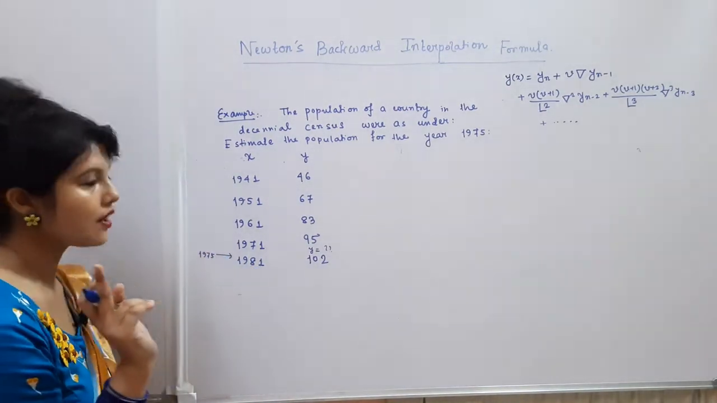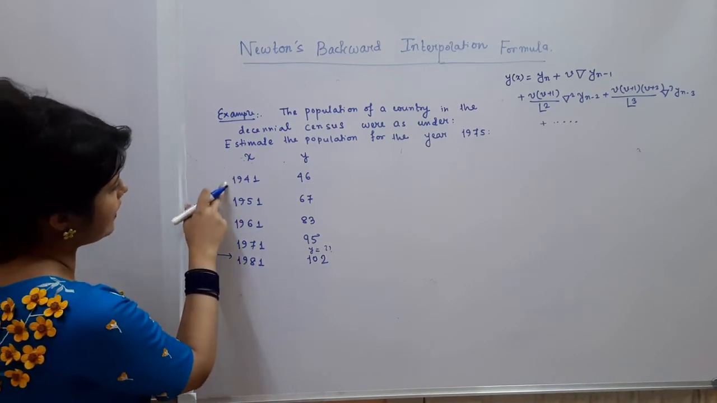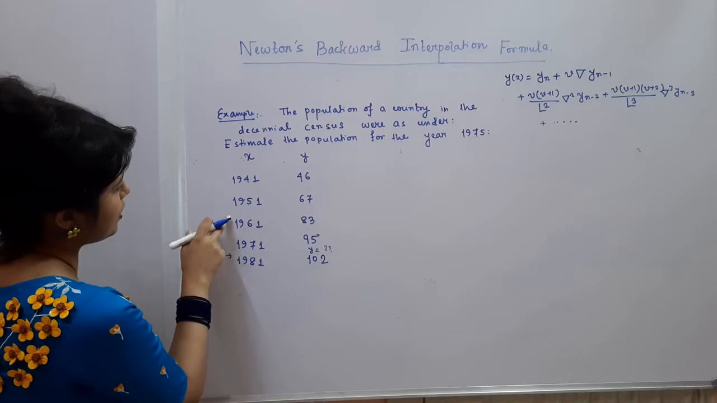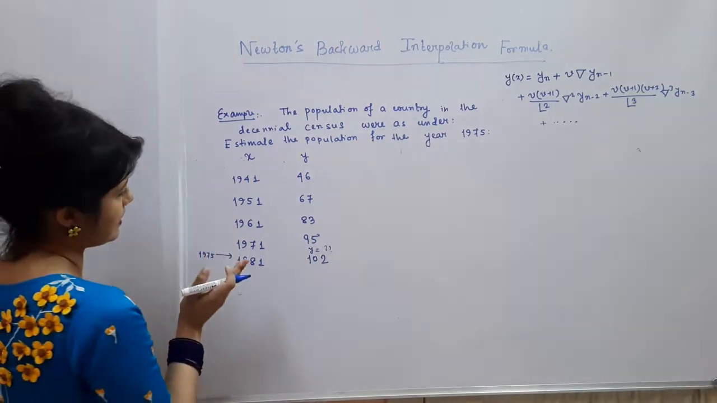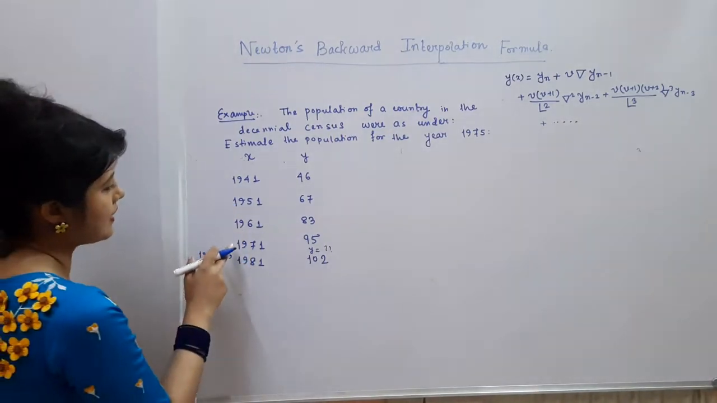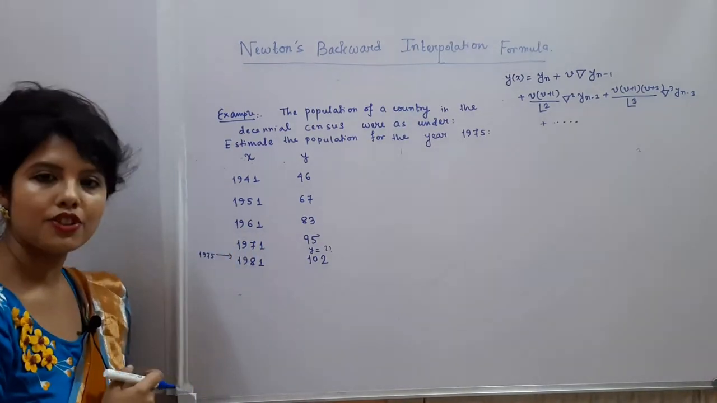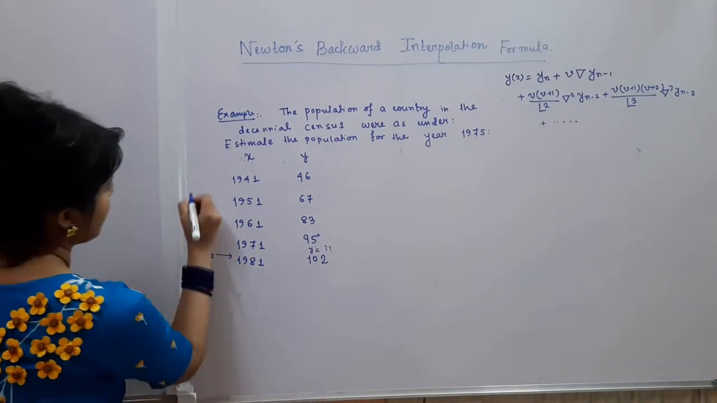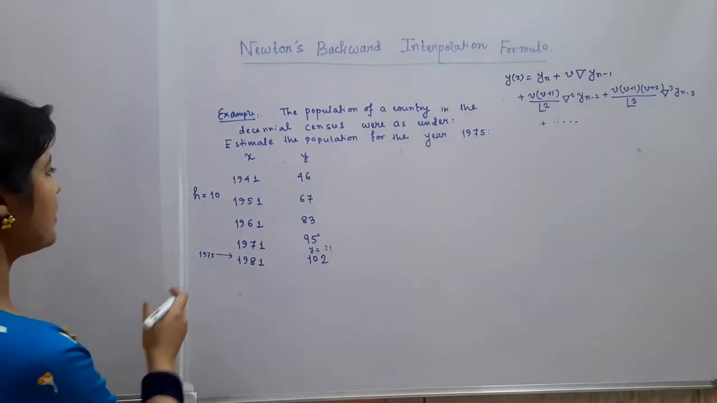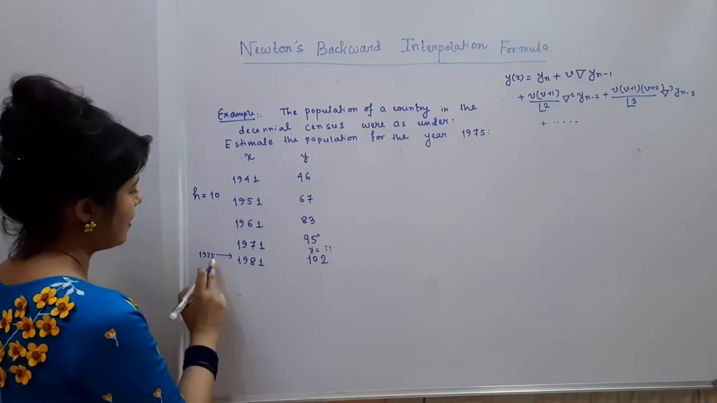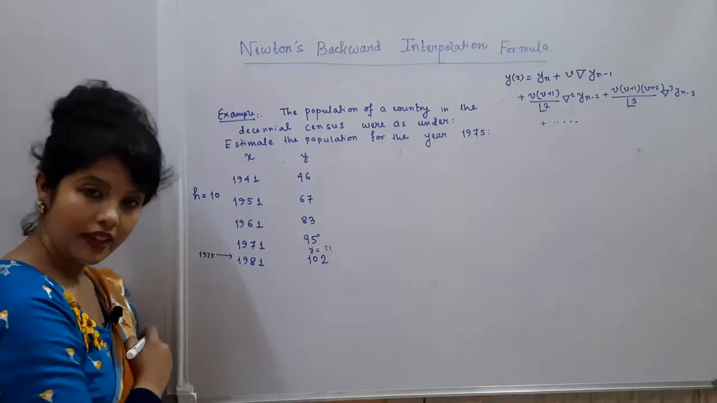That was one condition, and another condition was that x should be equidistant, and clearly the difference between two consecutive values is 10. That is, 1951 minus 1941 is 10, 61 to 51 is 10, 71 to 61 is 10, and similarly 81 to 71 is also 10. So here h is equal to 10, the common difference. And you have to estimate y for x equal to 1975, which is at the end of the list.